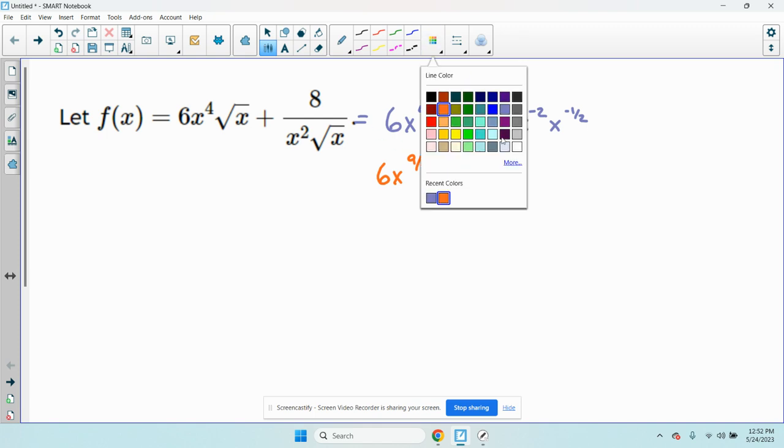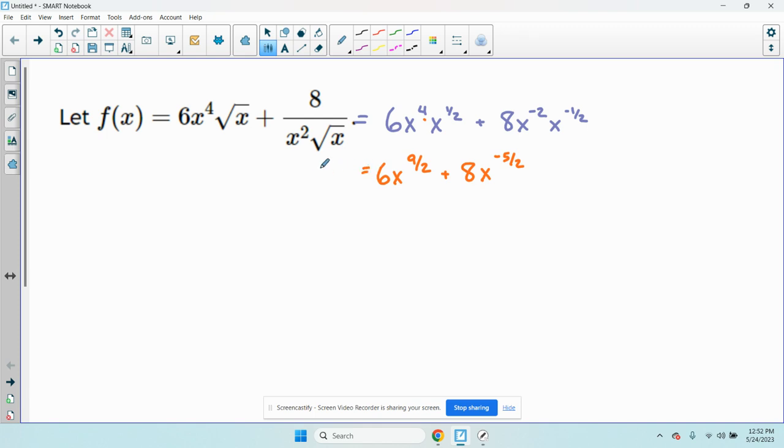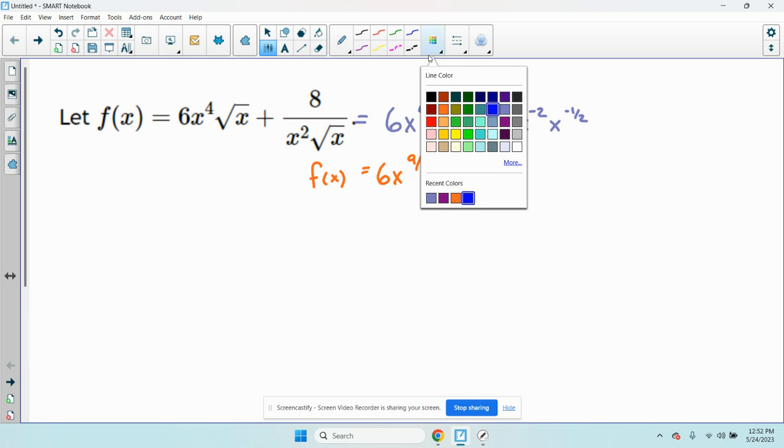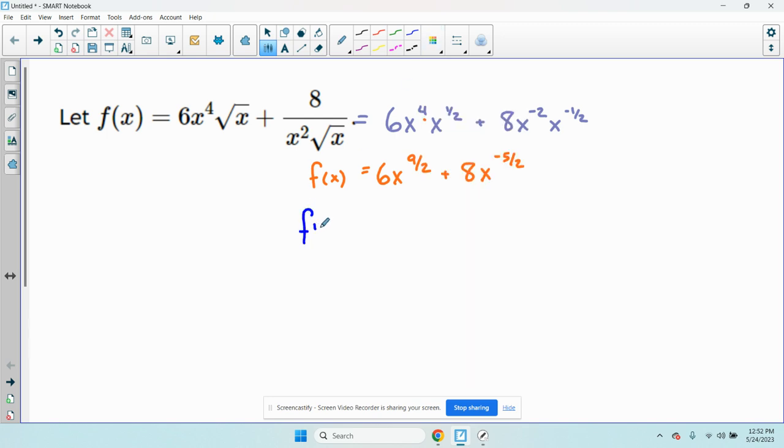Now it's just a matter of applying the power rule. So this is still f of x. Let's rewrite this. Now I can say, all right, well, the derivative is just bring down the power. 6 times 9/2. That's 54 halves. X to the 9/2 minus 1. Well, 9/2 minus 2/2 is 7/2.